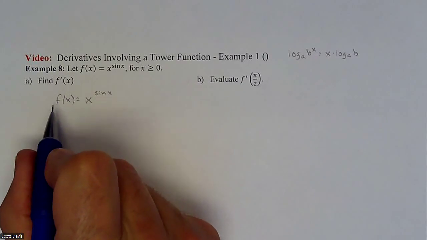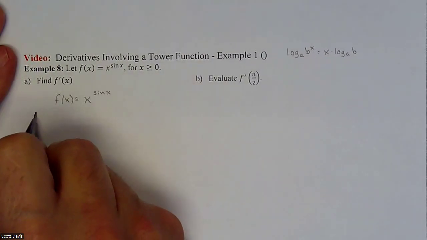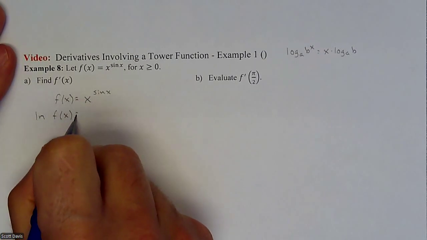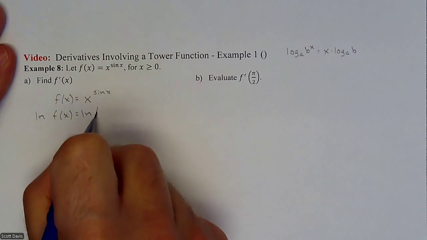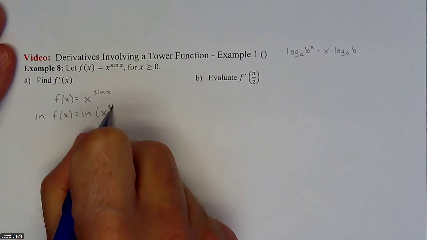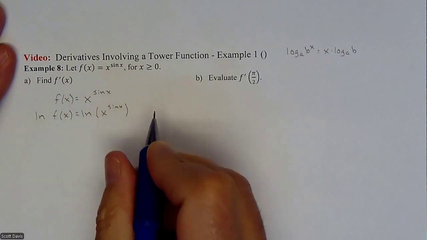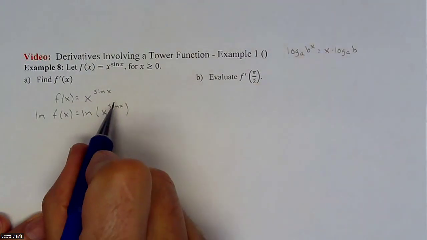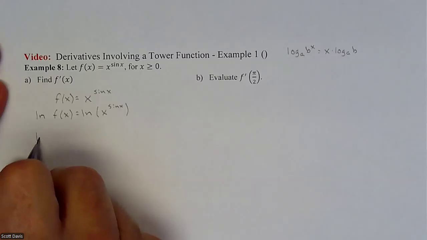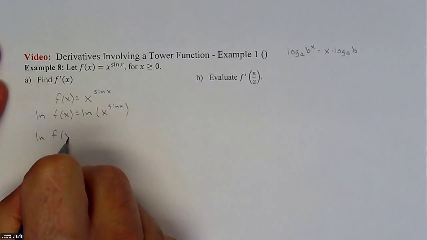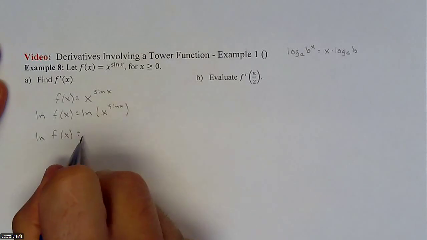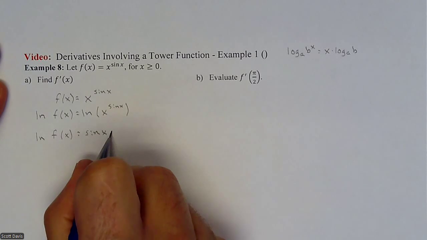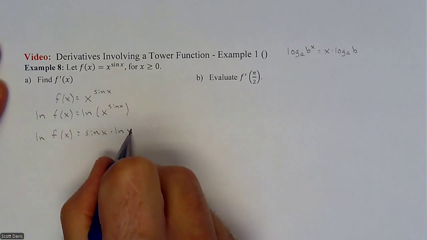We're going to log both sides. So we're not going to do much with this. We are just going to log it. And we're going to pick the natural log because we get to pick any log we want. So we're going to natural log both sides. So if we natural log this, we just created that property. And by creating that property, that means that we can take whatever exponent we have and pull it in front of the log. Right? So we'll rewrite that. The natural log of f of x equals sine x times the natural log of x.